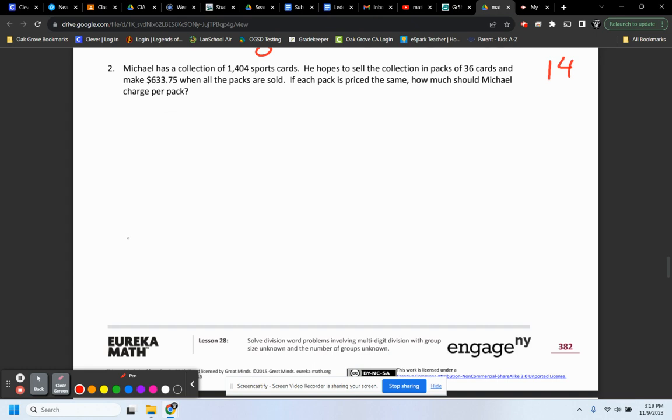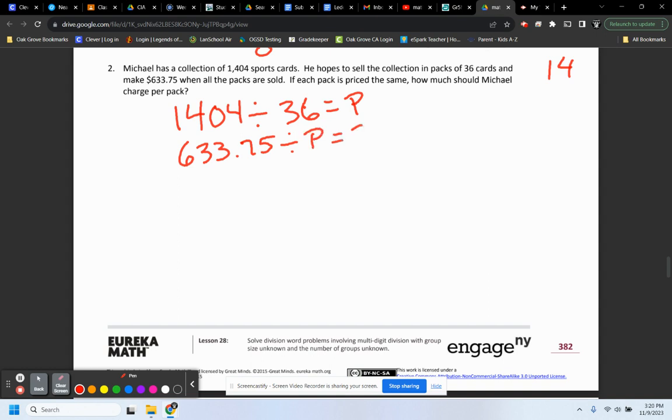So you take 1,404 and you're going to divide it by 36. Okay, once you do that, you will get an answer that will tell you how many packs you have. And then you have to figure out how much he should charge for each pack, right? So you're going to have to take, he wants to make $633.75. So you're going to have to divide that by the number of packs he has, and that will give you your final answer.